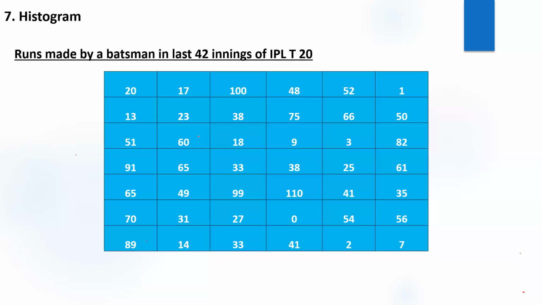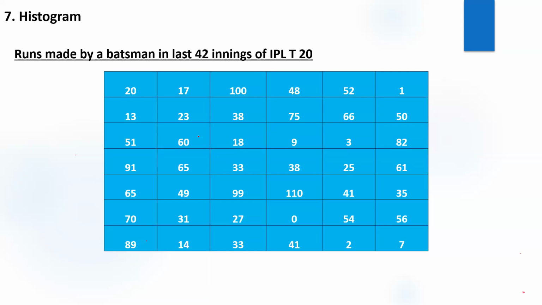Now suppose this is the runs made by a batsman in the last 42 innings of T20 matches in IPL. Suppose XYZ batsman is there and he scored these runs in T20 matches in IPL. So, what is your conclusion from observing this data? Maximum is 110, minimum is 0. Okay. What are the other inputs? Number of matches, sir, number of innings. Okay, 42.